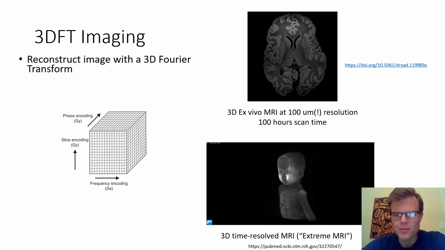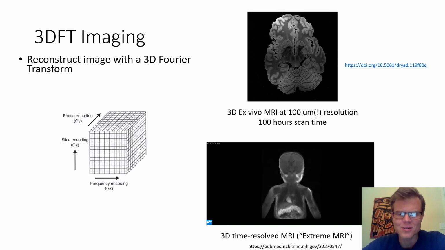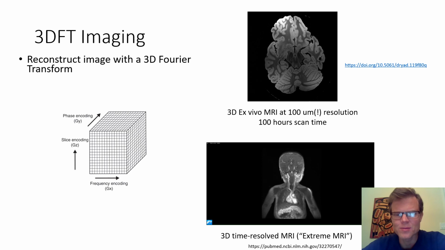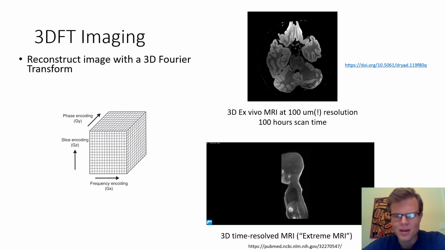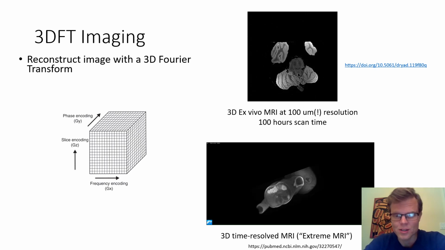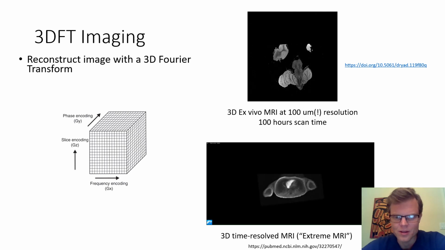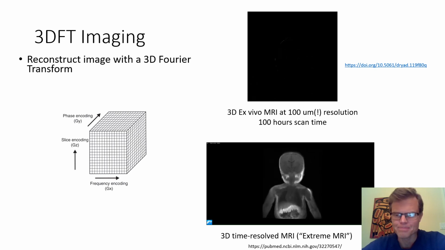And you can see at the top of the brain, this is one of the highest resolution MRIs you might ever see, done in 100 hours of scanning, so not practically very feasible, but absolutely beautiful depictions of the brain. And this is an example that's not only 3D imaging, it's also fast time-resolved imaging using a lot of tricks in the image reconstruction process. You can visualize the whole upper torso of this child, and look at the contrast agent that's actually injected here.